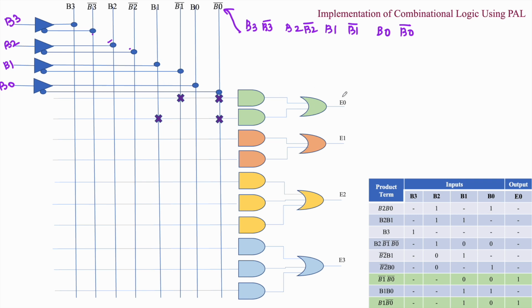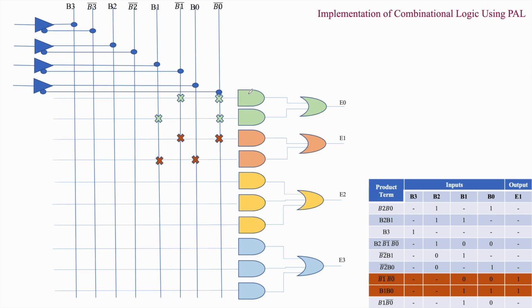Right now, we have to plot in order to achieve E0. What is the expression for E0? We know that E0 is equal to B1 bar B0 bar plus B1 B0 bar. Therefore, for B1 bar B0 bar we have to make a cross mark, which gives one product term. What is the next product term? B1 B0 bar, which gives B1 B0 bar. We just have to give these two terms to an OR gate, which gives us E0. In the same way, we have to program for E1, E2 and E3.